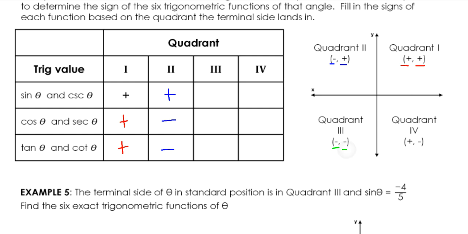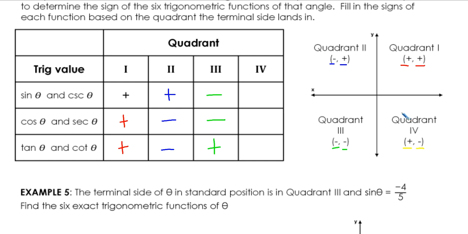Okay, in quadrant 3, both x and y are negative, so anything that involves a negative and a positive is going to be negative, so that would be sine and cosecant and cosine and secant. But when we get to tangent and cotangent, now we're dividing y and x, and a negative and a negative make a positive. So in quadrant 3, tangent and cotangent would be positive. And then lastly, we have quadrant 4, where the x is positive, but the y is negative. So it's going to be reversed from quadrant 2.